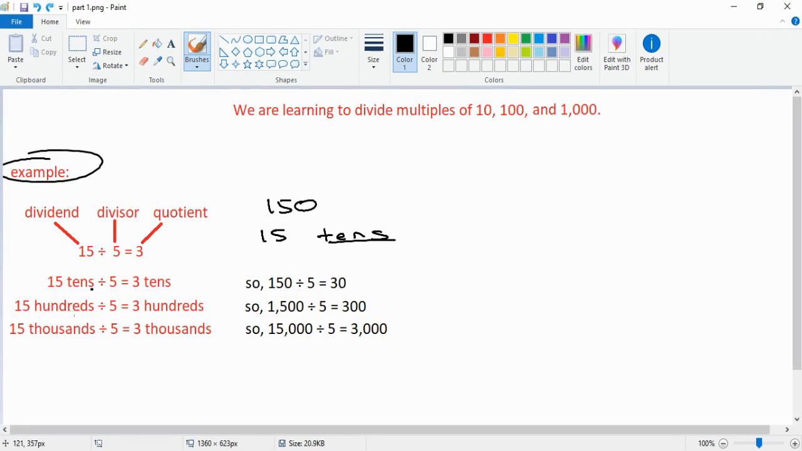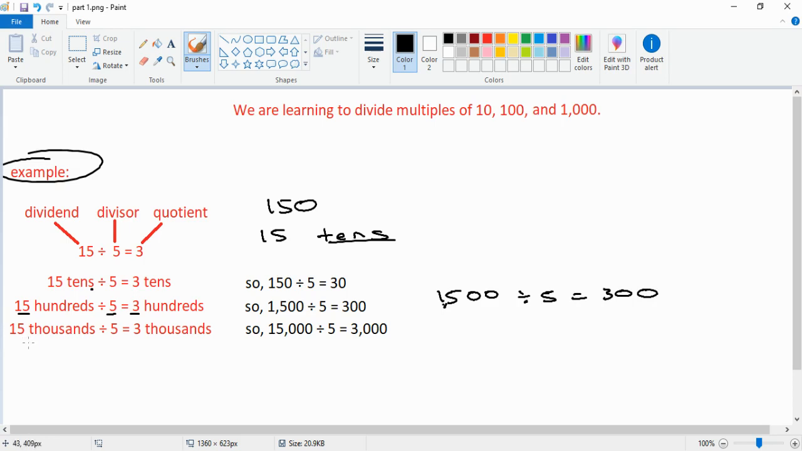If we have 15 hundreds divided by 5, again 15 divided by 5 is equal to 3, but 15 hundreds divided by 5 is equal to 3 hundreds. So if you were writing that again over here without the words and just the numbers, 15 and the hundreds, 2 zeros, divided by 5, we said it equals 300. This will become clearer hopefully as we practice.